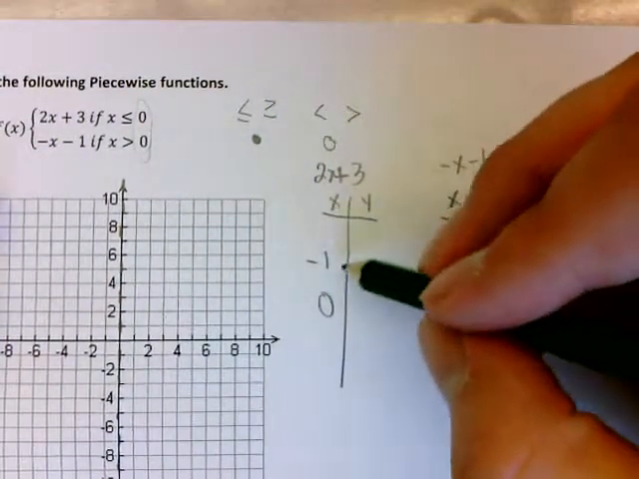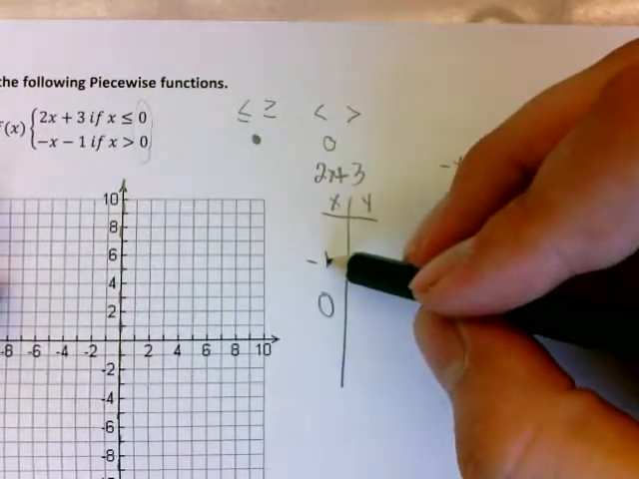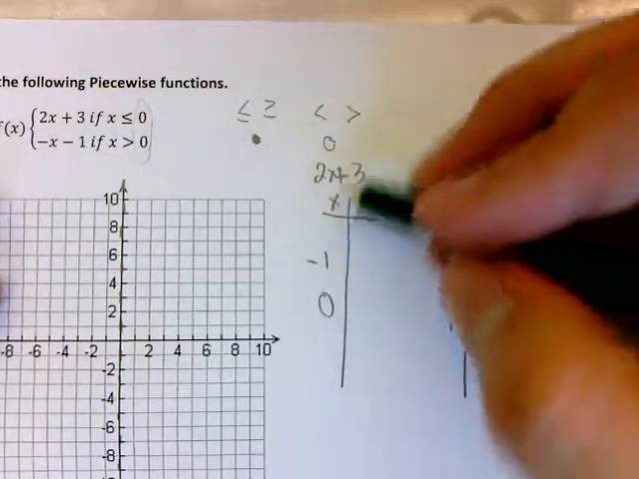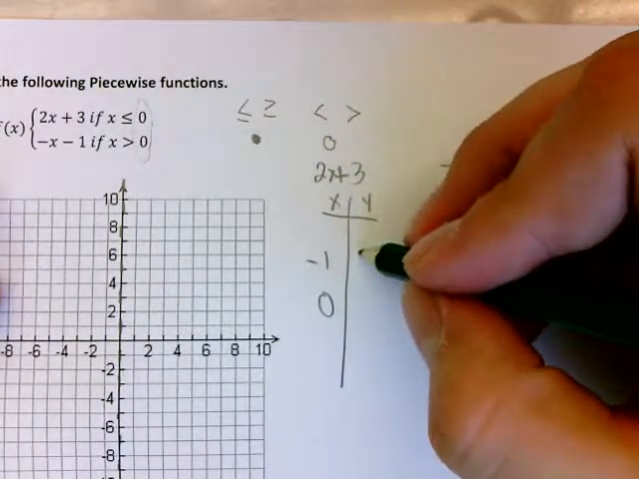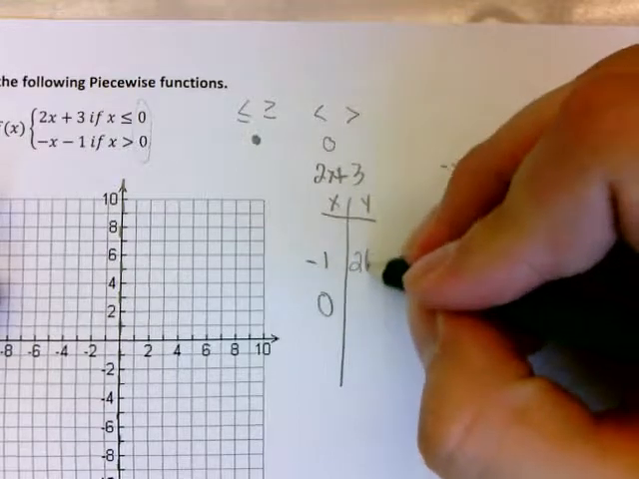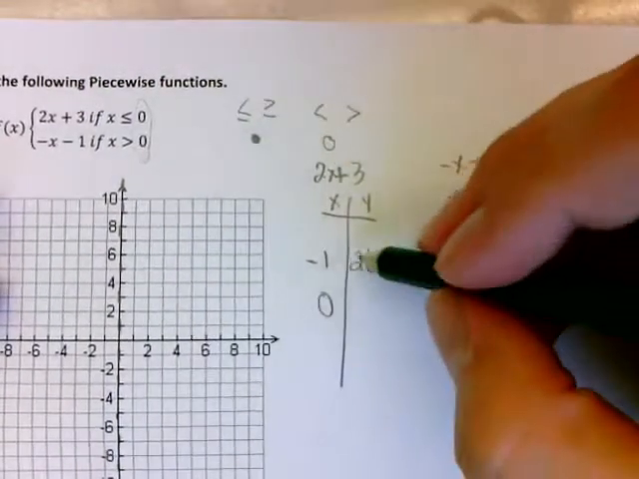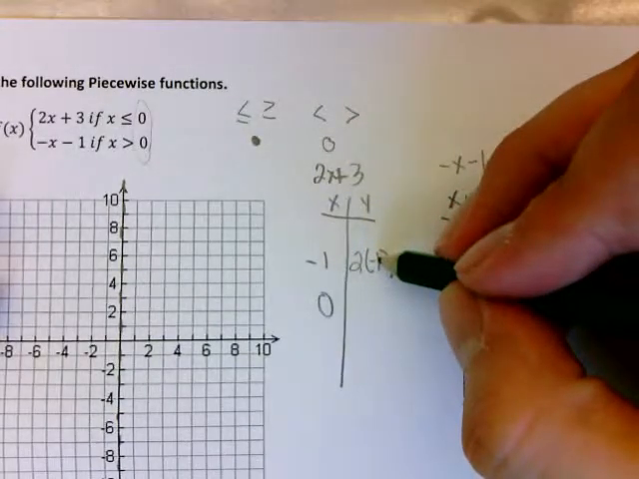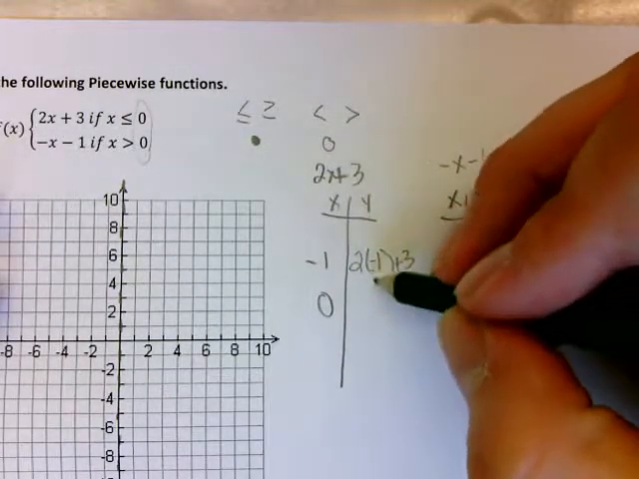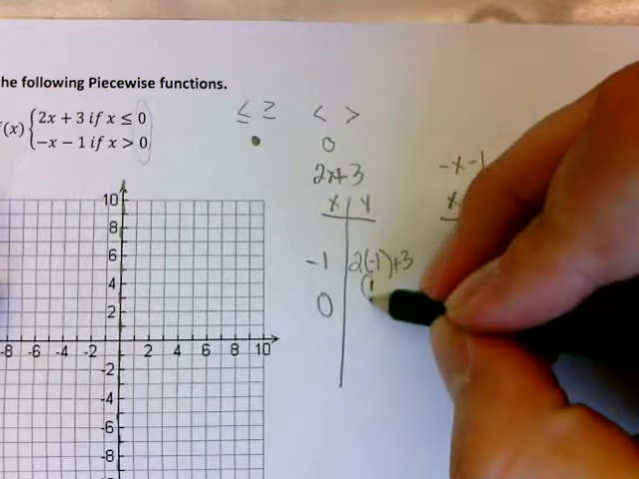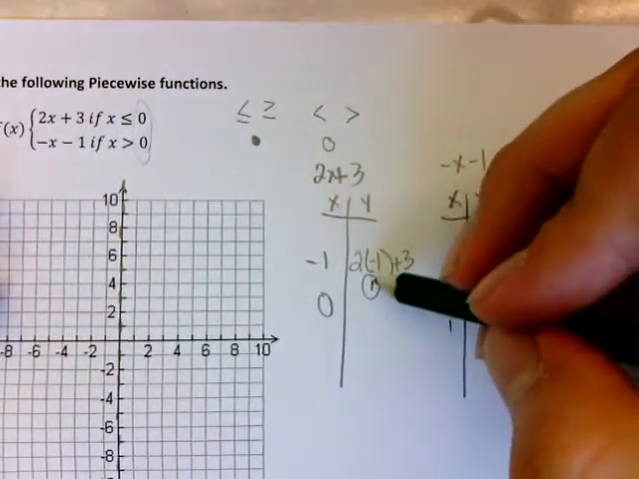Okay, so let's plug this in. -1 goes where the x goes. This is how you do a t-chart. 2 times -1 is -2. -2 plus 3 is going to be 1. So -1, 1 is one point.